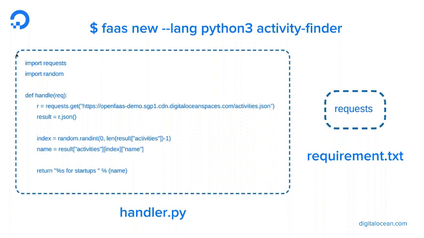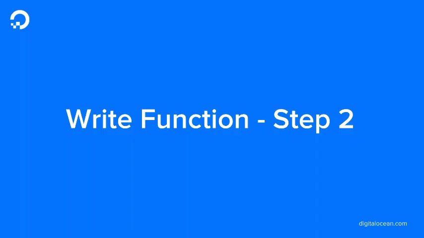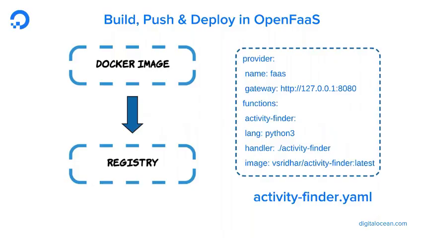If it is Java, it will be different. If it is Go, it will be different. We will see an example of that as well during the demo. But this is the first step, where you create a new function and update two different files. So what will be the second step? The second step is pretty simple. You are going to build, push, and deploy these functions.